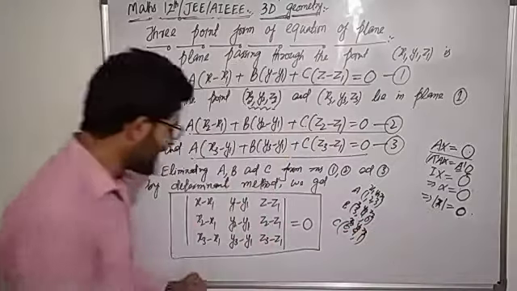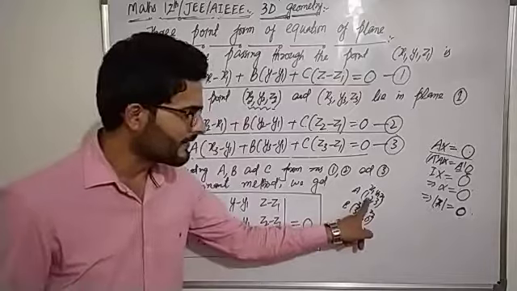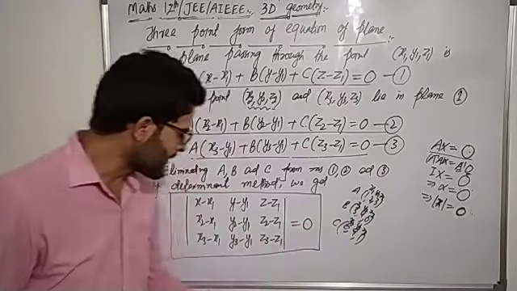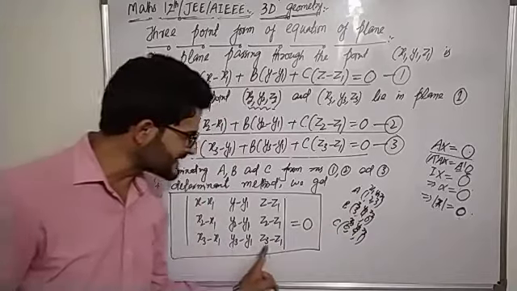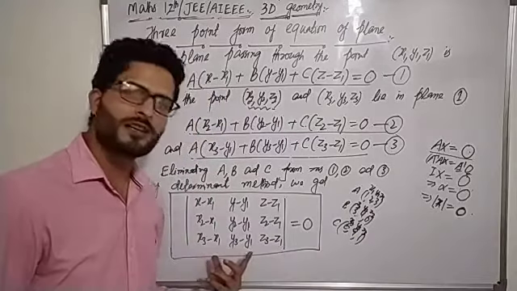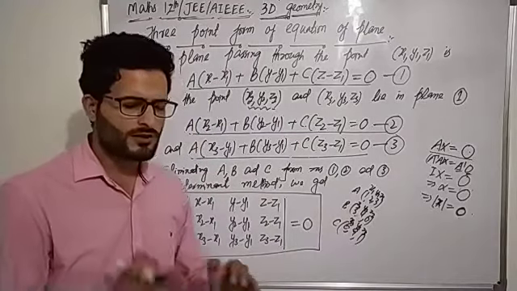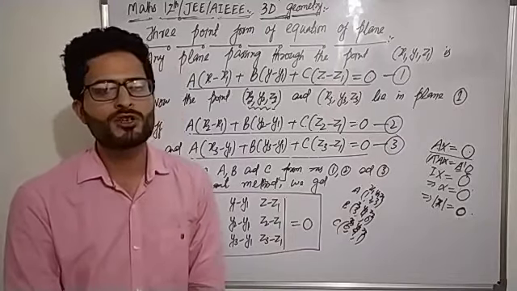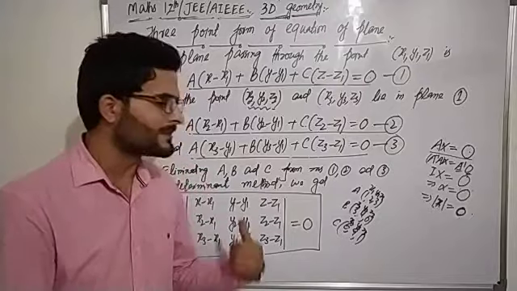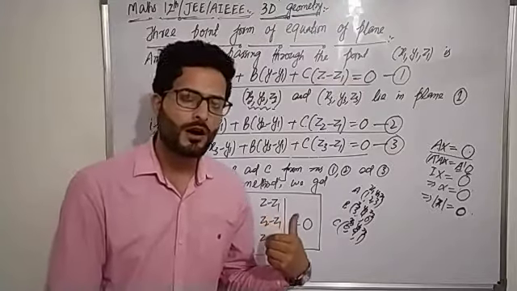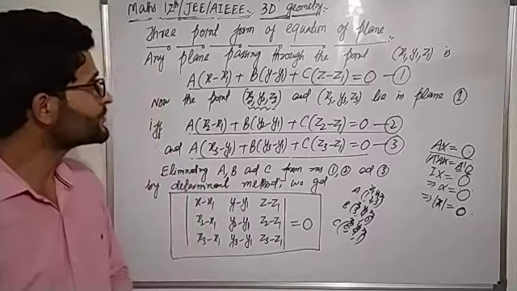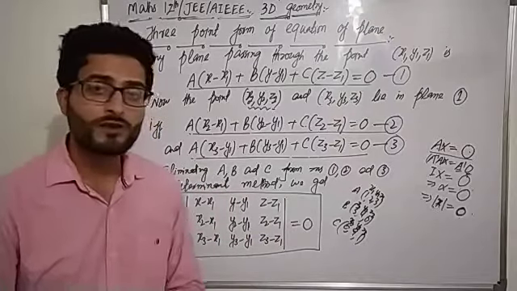Put the value of x1, y1, z1 from here. Put the value of x2, y2, z2 from here. Put the value of x3, y3, z3 from here. Expand the determinant by Laplace expansion. There you will get the equation in terms of x, y and z, and that equation would be the required equation of that plane, that is, in 3-point form, right? So that was all about the 3-point form of equation of a plane.